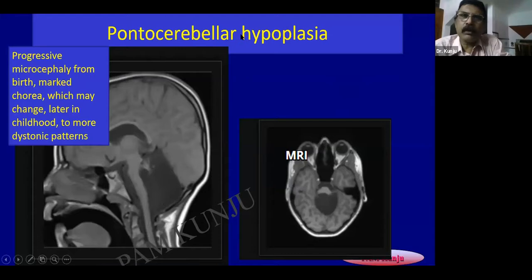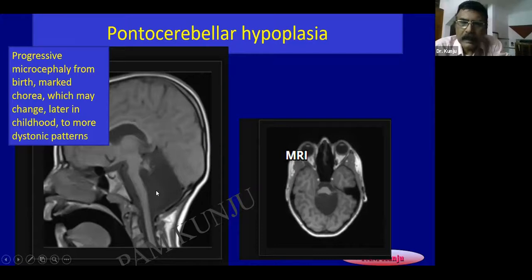I have seen many times the radiologist also giving a report of a Dandy-Walker syndrome for this. Actually, this is not Dandy-Walker syndrome. This is pontocerebellar hypoplasia, because these children again will be having a progressive microcephaly. Then they will be having dystonia, chorea, etc. as manifestations. And see that very thin pons, very thin medulla, and almost absent or hypoplastic vermis, while the other part of the cerebellum was there in this. So I just kept this. So this is pontocerebellar hypoplasia. This is another condition which can present with microcephaly.